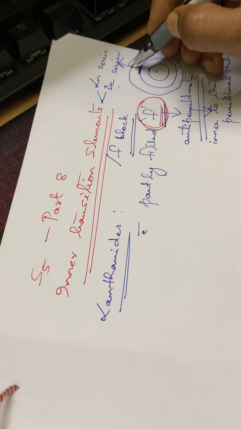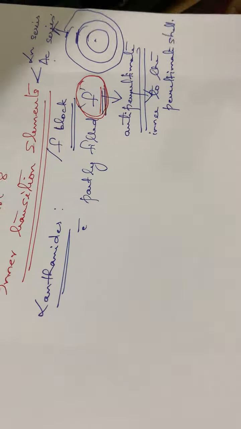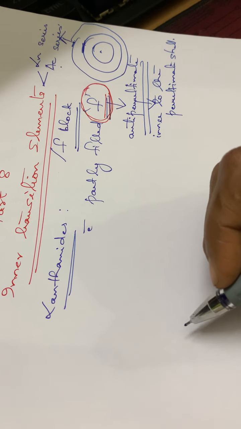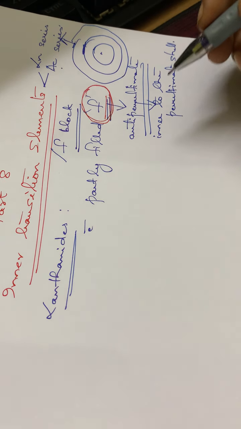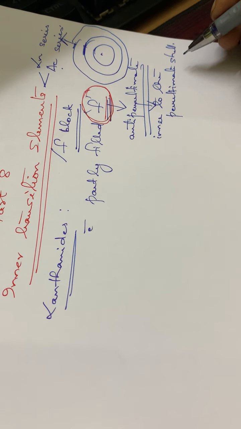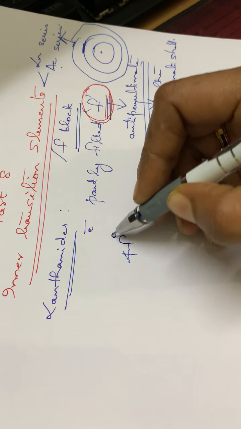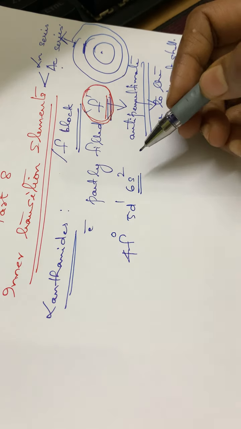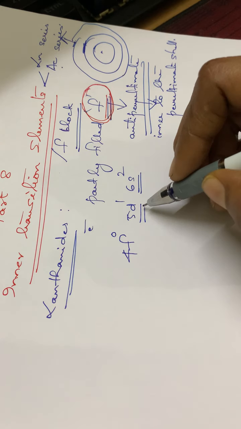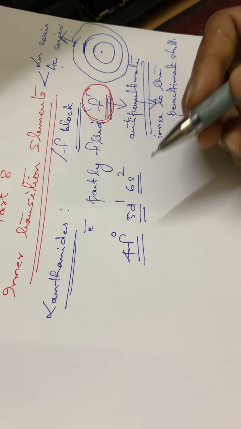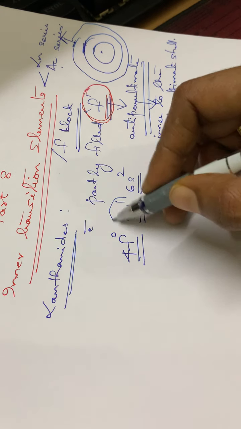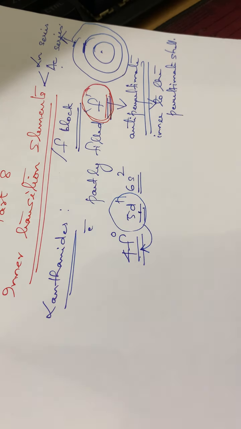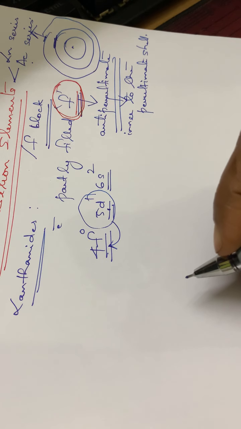I will tell you in detail. See here, in the lanthanides, for example, suppose I am writing an electronic configuration 4f0 5d1 6s2. This is the valence shell, this is the penultimate shell, and this is the anti-penultimate shell, which is inner to the penultimate shell. F is again inner to this penultimate shell. Okay, hope you are clear with that anti-penultimate shell.